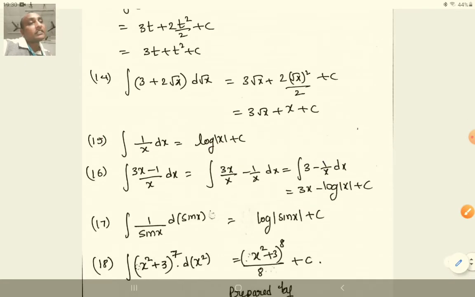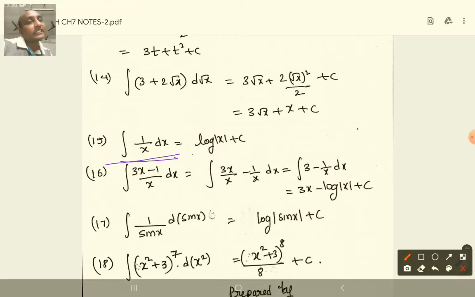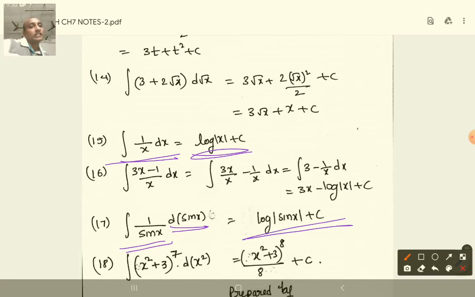Now in this way, we know very well 1 by x dx is log mod x. So if it is 1 by sin x, d sin x, meaning the derivative of sin x, that time you can write log mod sin x, because we are integrating with respect to sin x only. So no problem, sin x is the variable of integration here. Here the variable of integration is sin x, so it is log mod sin x.